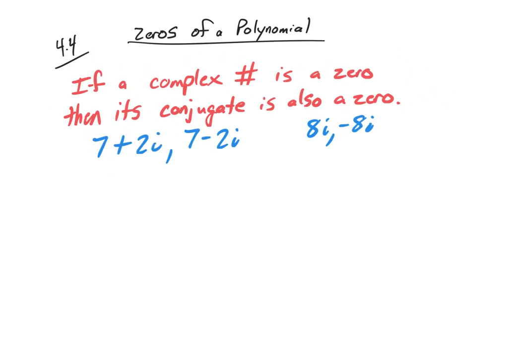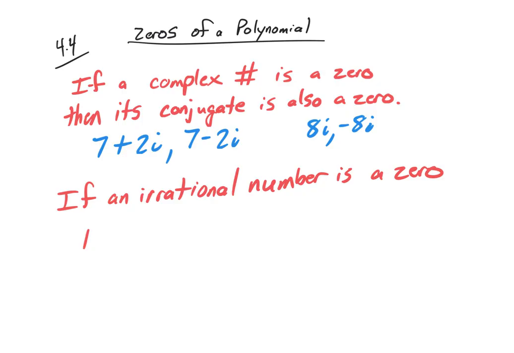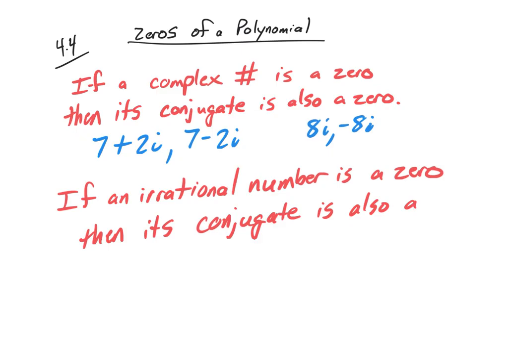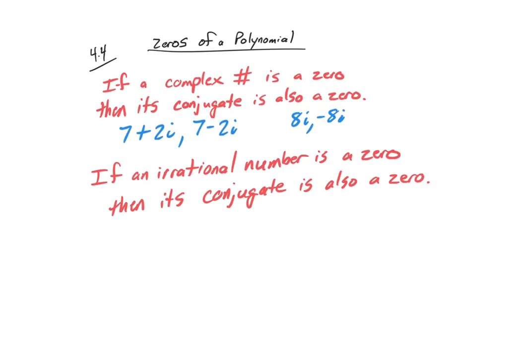The second statement, if an irrational number is a 0, then its conjugate is also a 0. So those two statements are very, very similar, except one talks about a complex number, one talks about an irrational number. So what makes a number irrational? What's the most common type of irrational that we would probably see?